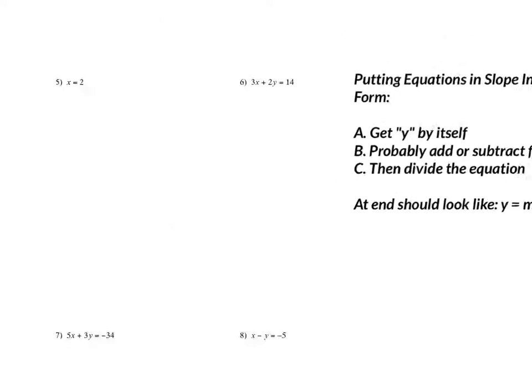So you're probably going to add or subtract first, depending on whether something is positive or negative. Okay? And then you're probably going to have to divide by a number, everything in the equation. At the end, it should look like y equals mx plus b. So again, overall big picture, I am trying to get y by itself.